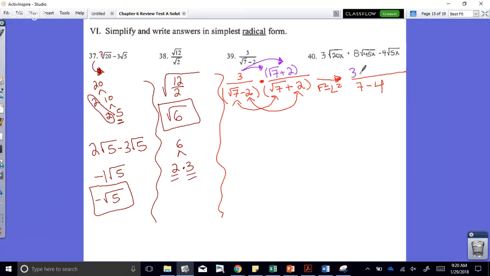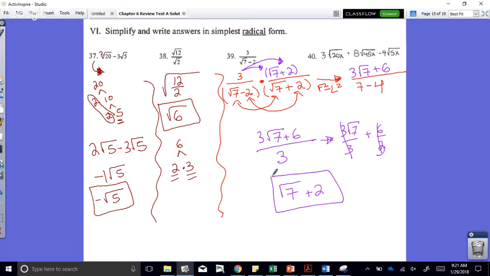And either I would have to FOIL, or if there's just one piece, distribute the 3. This becomes 3 square root of 7 plus 6. So I have 3 square root of 7 plus 6, divided by 7 minus 4 gives me 3. And then if I can reduce these fractions, I will. So I have 3 root 7 over 3 plus 6 over 3. 3's cancel and leave me with root 7. Oops, this is a 3. And 6 divided by 3 gives me a plus 2. Okay, so I have square root of 7 plus 2.